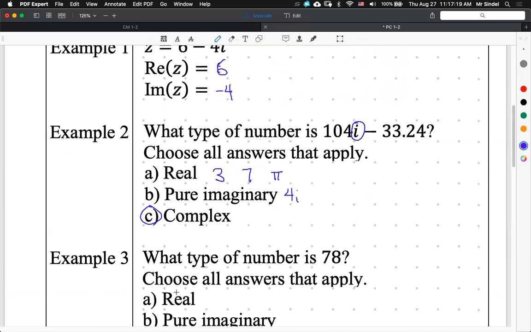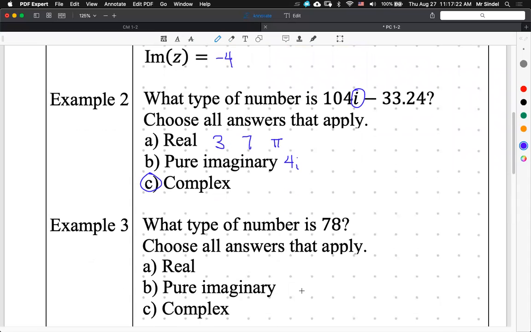Let's try another one. Okay, example 3, what type of number is 78? If I was doing notes and I didn't have anything printed out, I would just write 78. That's it. And then I will write down the answer. It's going to be blank and blank. I don't need to write down A, B, and C and then circle one. It's too much work. Keep your notes nice and simple.